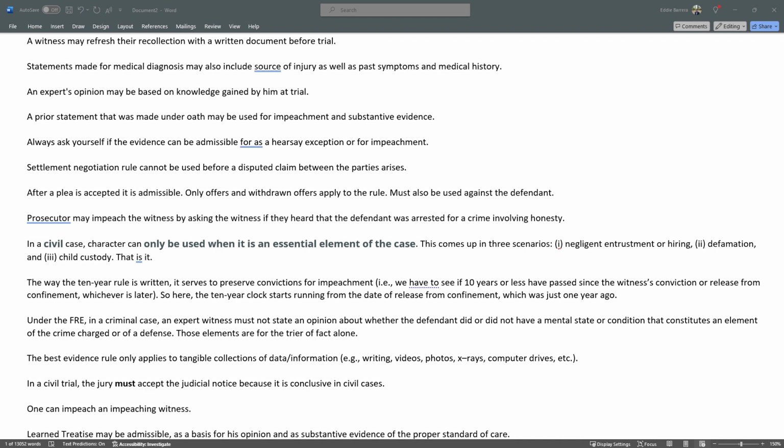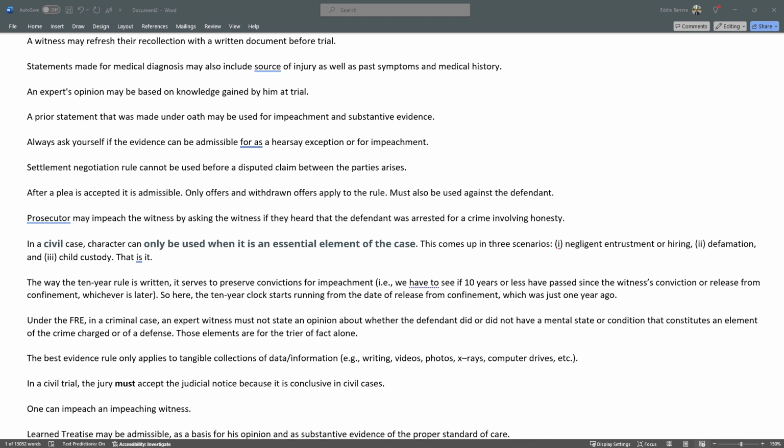Under the FRE, in a criminal case, an expert witness must not state an opinion about whether the defendant did or did not have a mental state or condition that constitutes an element of the crime charged or of a defense. Those elements are for the trier of fact alone. The best evidence rule only applies to tangible collections of data/information, e.g., writing, videos, photos, X-rays, computer drives, etc.